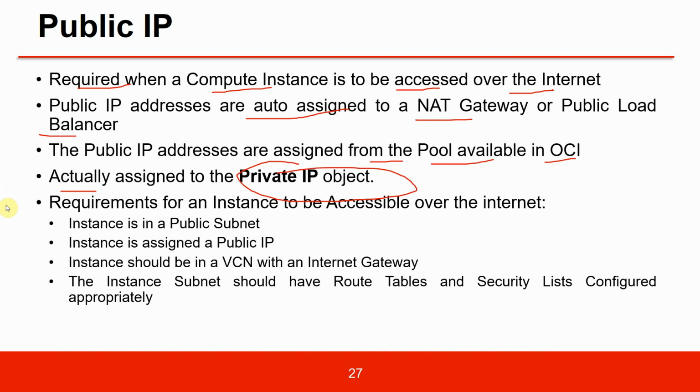So, if you want to access any instance from the internet, first requirement is the instance should be in a public subnet. Second, the instance is assigned a public IP. Third, the instance should be in a VCN with an internet gateway. And fourth, the instance subnet should have a route table and security list configured appropriately to allow the incoming connection on the given port.